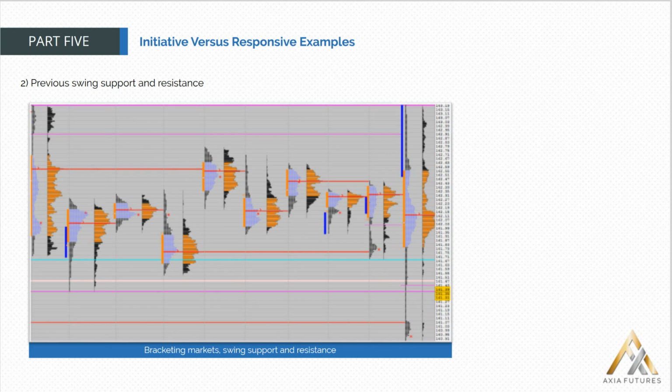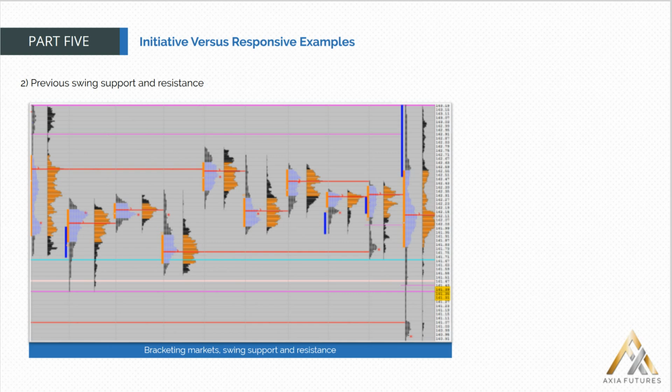So what you can see in the chart is a number of profiles, and what's occurred in terms of context is we've had a relatively aggressive sell-off, and then the market has just started moving sideways in a consolidating holding pattern. So it's bracketing between a low point or support and a high point resistance.